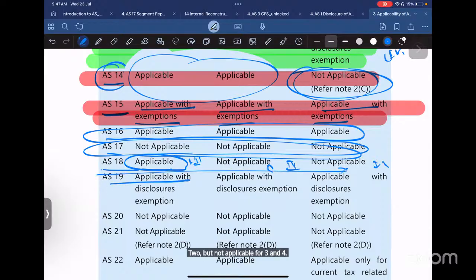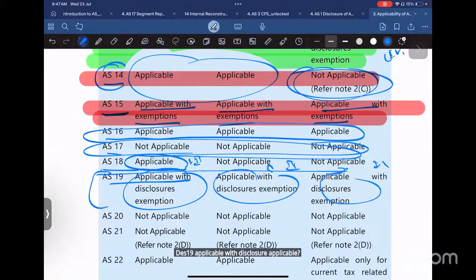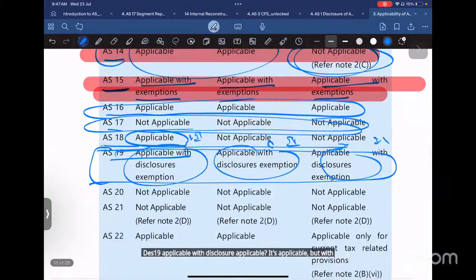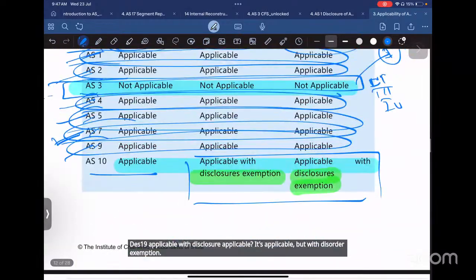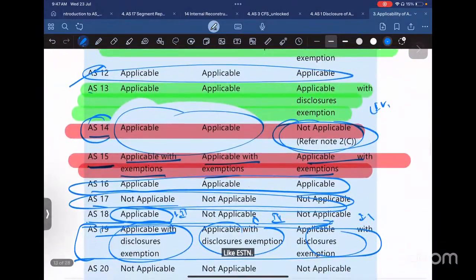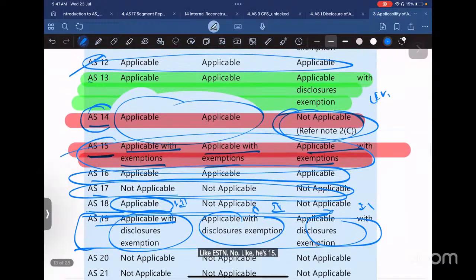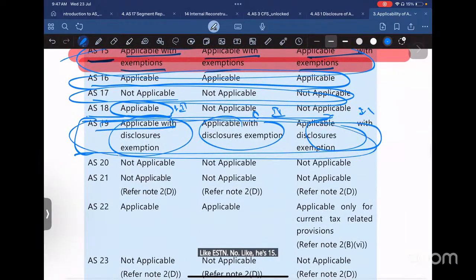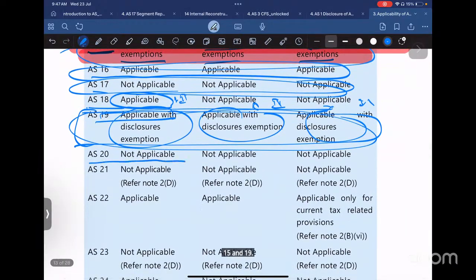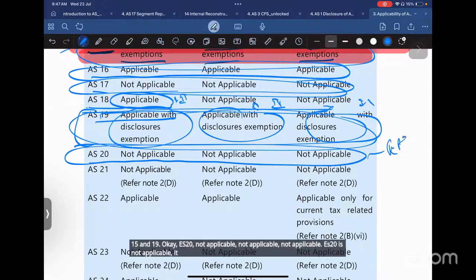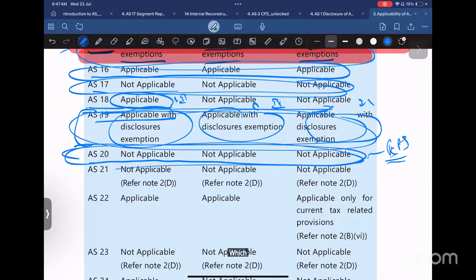Then AS19 is applicable with disclosure exemption, like AS15. AS20 is not applicable. It is earning per share, which is not applicable for these entities.